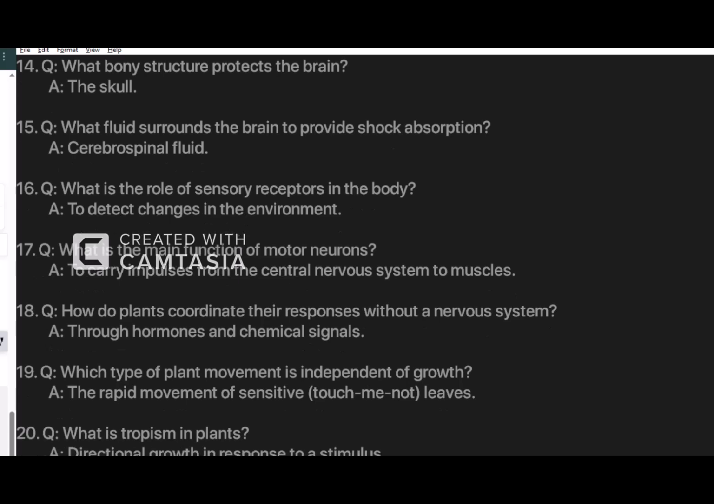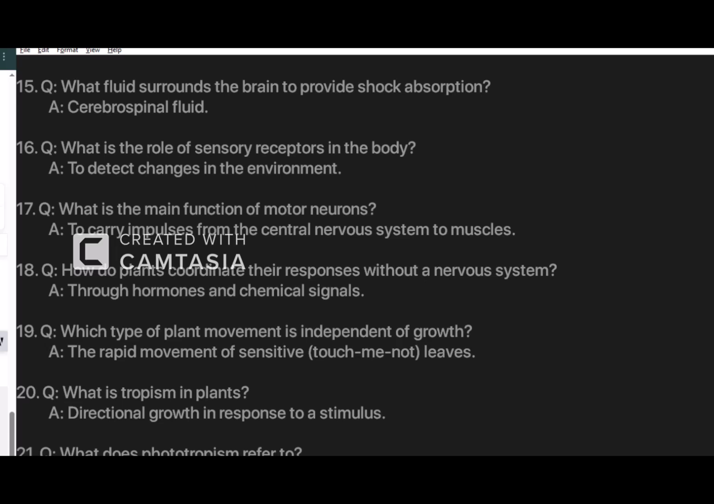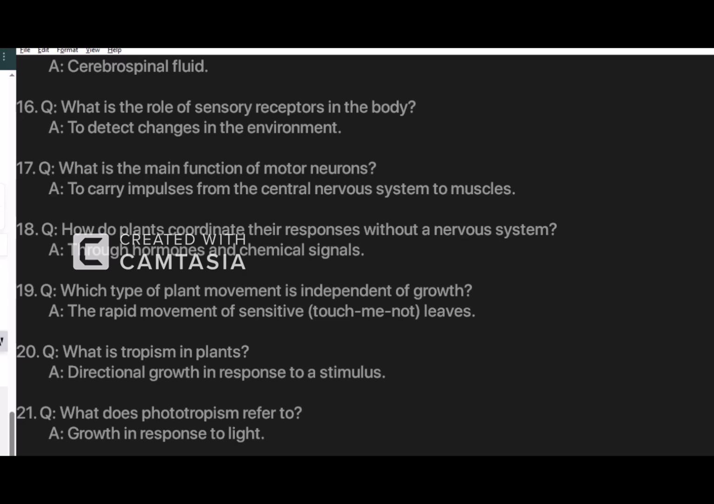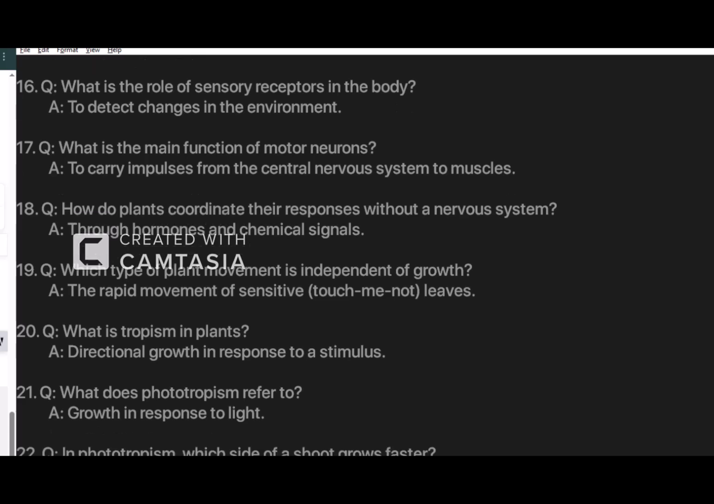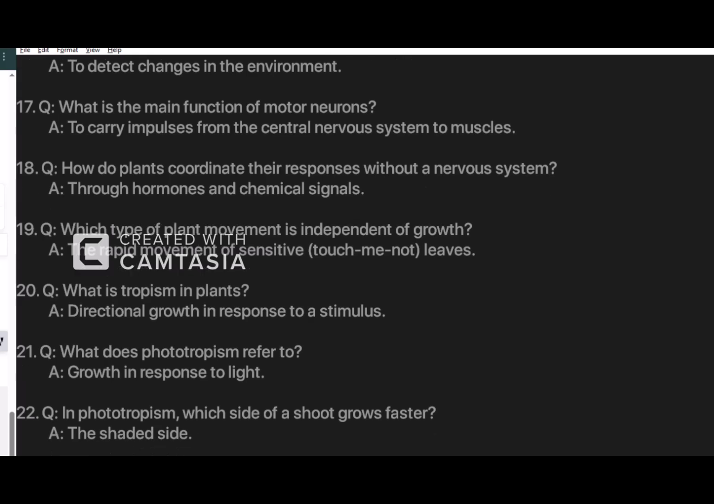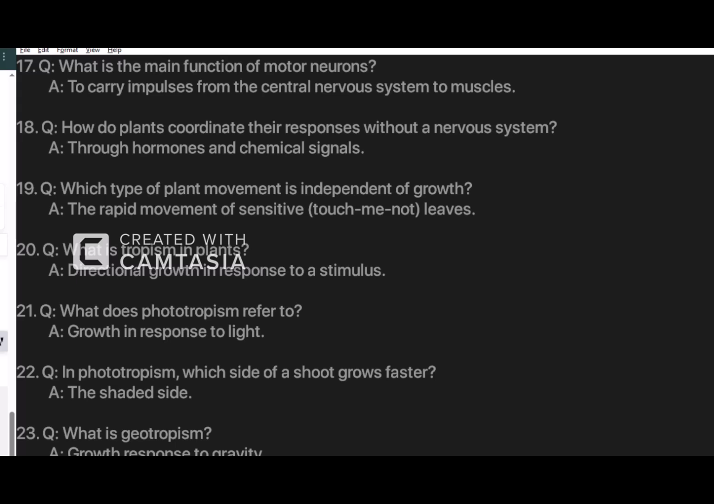18. Q. How do plants coordinate their responses without a nervous system? A. Through hormones and chemical signals. 19. Q. Which type of plant movement is independent of growth? A. The rapid movement of sensitive, touch-me-not, leaves. 20. Q. What is tropism in plants? A. Directional growth in response to a stimulus.